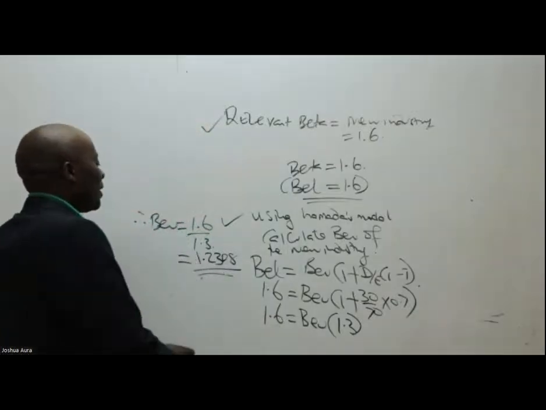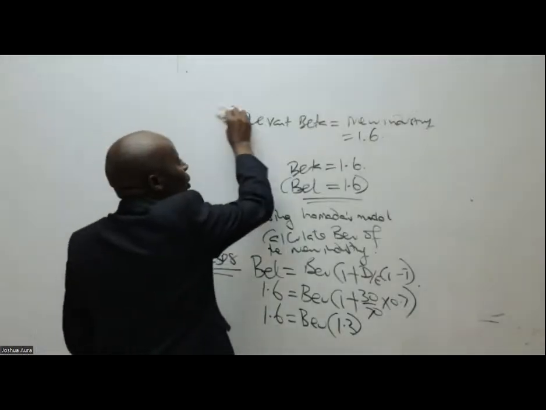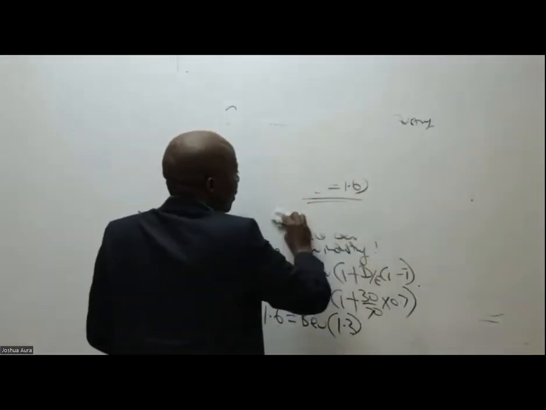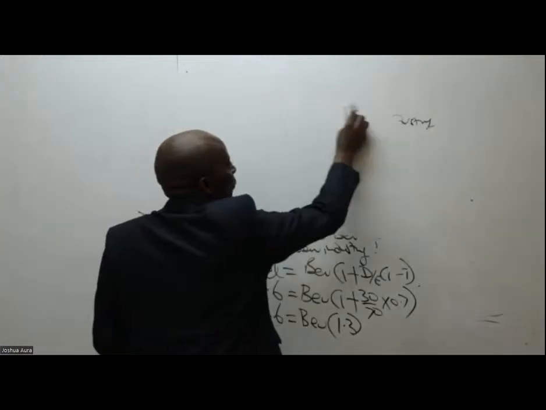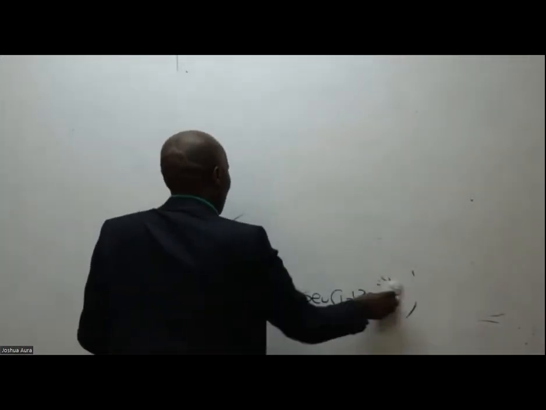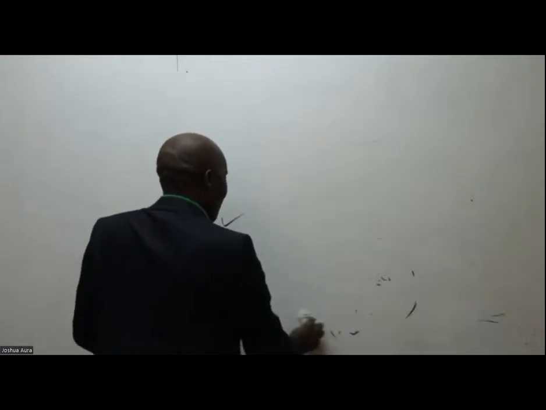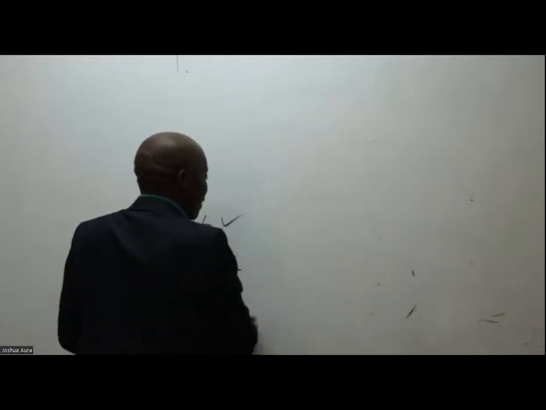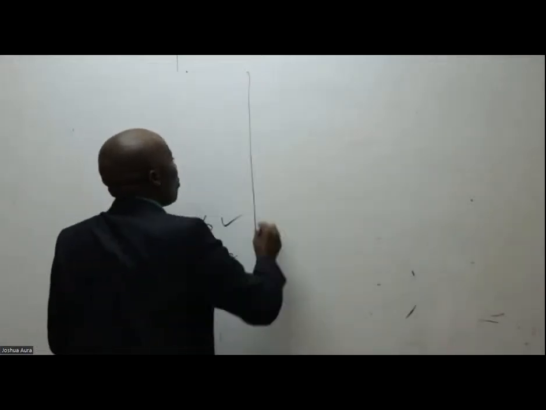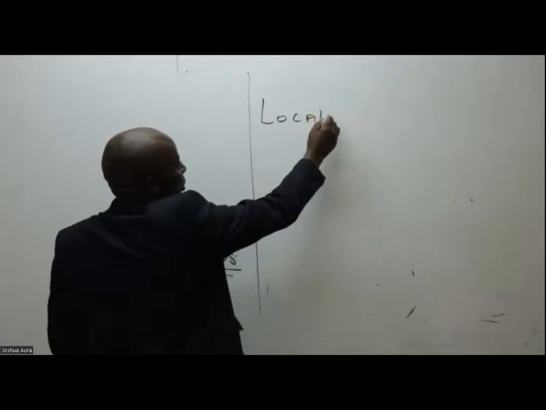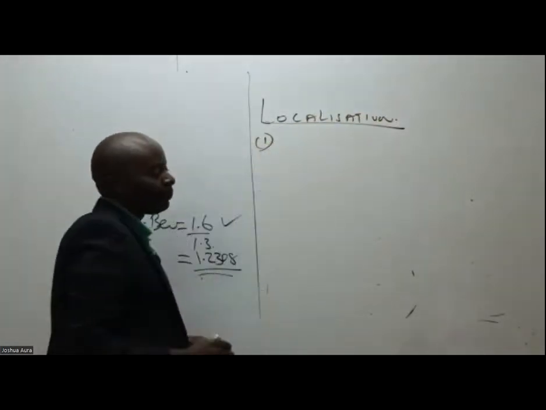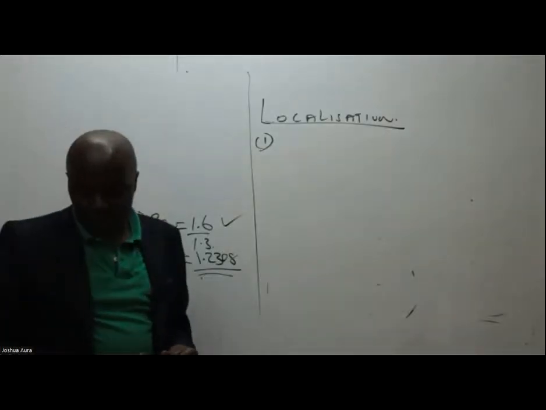So after getting this BEU, now I can apply this BEU of the relevant new industry to the various scenarios given. Now this becomes very easy for me. So I go to the various scenarios given. What I'm doing now is the localization, and we start with number 1.